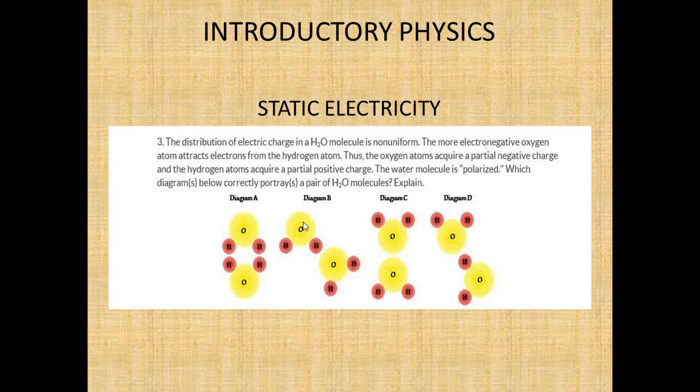Opposites attract, so this makes sense. Let's look at this one. Oxygen is negative, so they're going to repel. This doesn't make sense. Oxygen is negative and hydrogen is positive, so there's an attraction. So this one makes sense. So it's B and D. A lot of it is just common sense, a little bit of physics, more common sense.